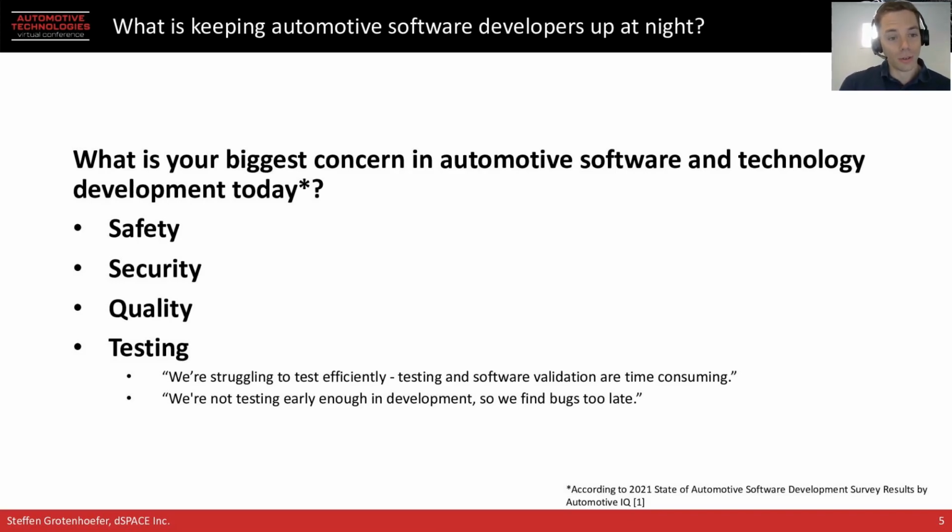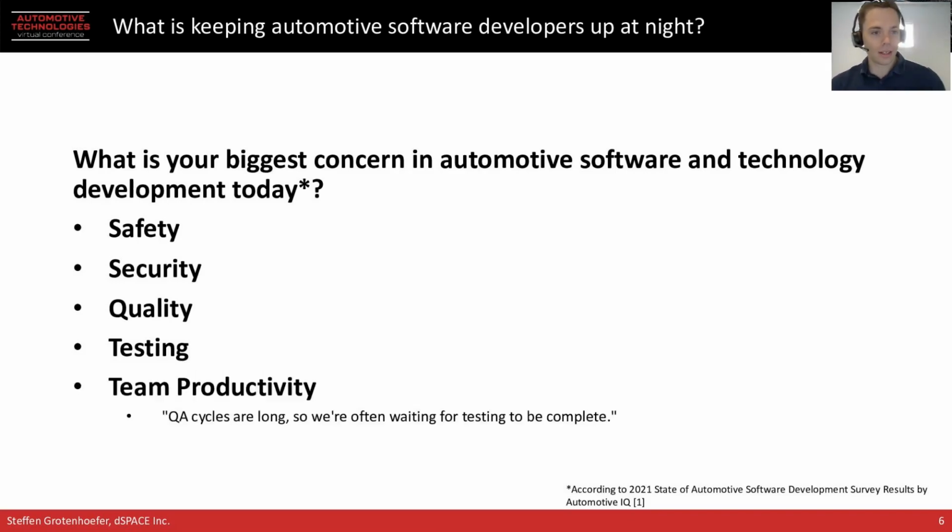So first, the fifth one on the list is actually team productivity, where a lack of alignment between different teams was mentioned, but it was also mentioned that QA cycles are just too long, and they are oftentimes simply waiting too long for the testing to be complete.